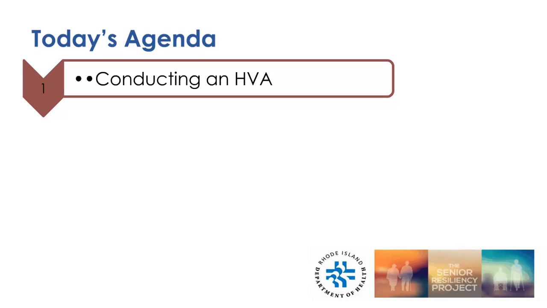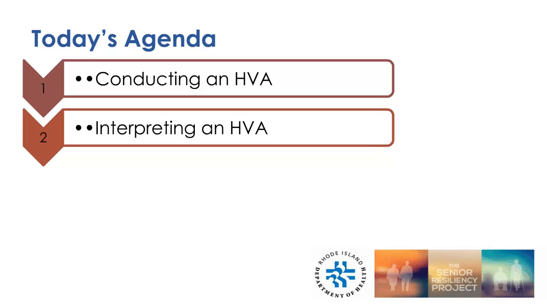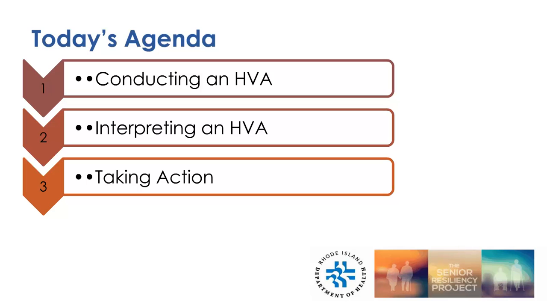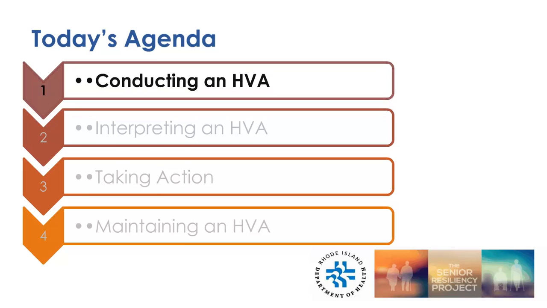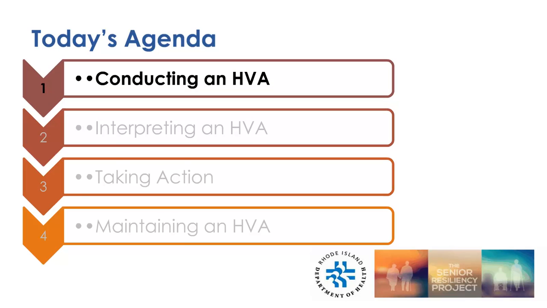Today's agenda will begin with the basics of conducting a hazard vulnerability analysis, commonly abbreviated as an HVA. Then we will guide learners in interpreting the results of the HVA. Next, we'll discuss taking action based on HVA results, and we'll close with information to help organizations maintain their HVA in the future. Let's begin now with information to support organizations in conducting an HVA.